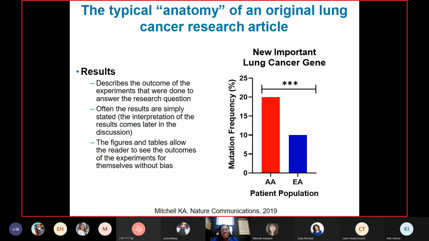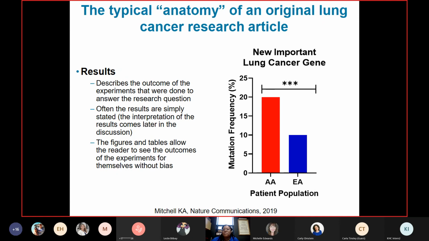And thinking about figures and tables, that allows the reader to see the outcomes of the experiments for themselves without bias. So this is a great thing about the results section: you can look at a piece of information and see if you agree with it or not. So on the right, I have an example graph here for discussion's sake.